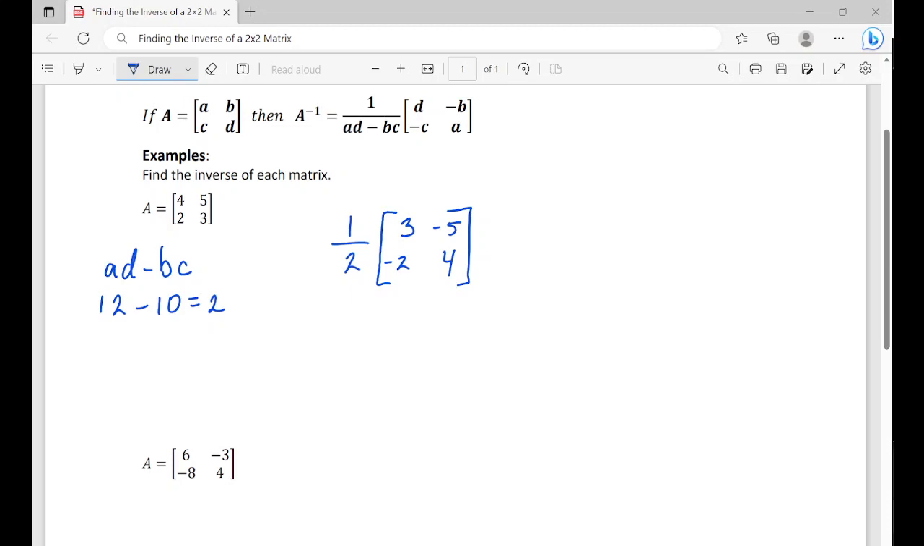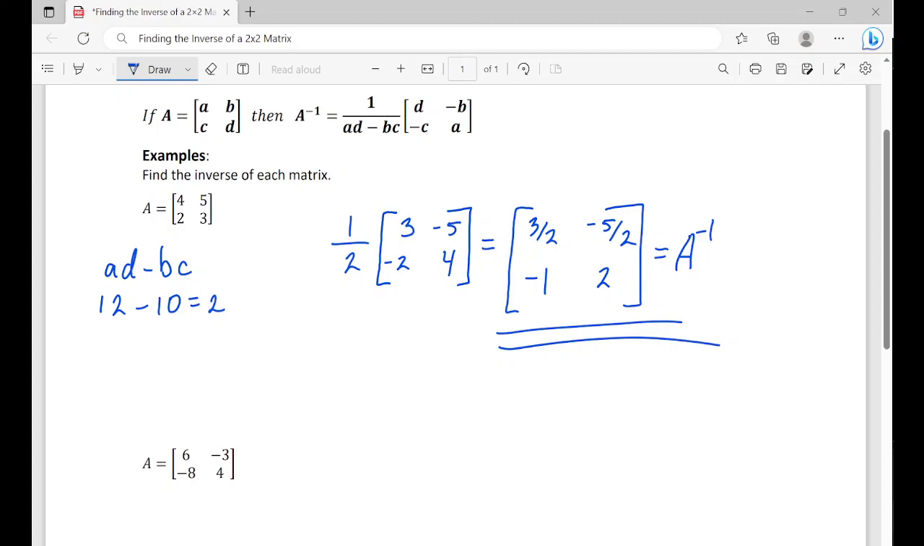Now I can just multiply every entry inside my matrix by a half and get my inverse. So 1/2 times 3 is 3 halves. 1/2 times negative 5 is negative 5 halves. 1/2 times negative 2 is negative 1. And then 1/2 times 4 is 2. So this will be my inverse matrix of A.